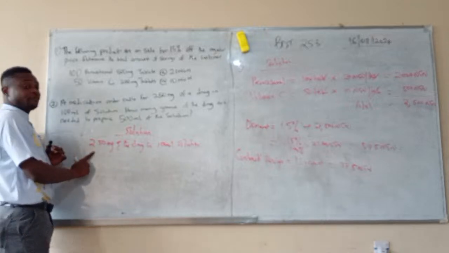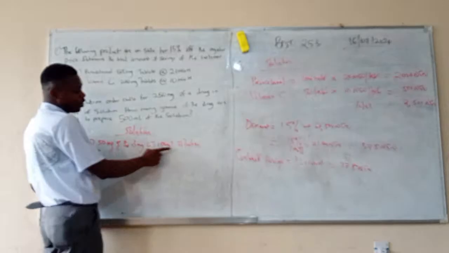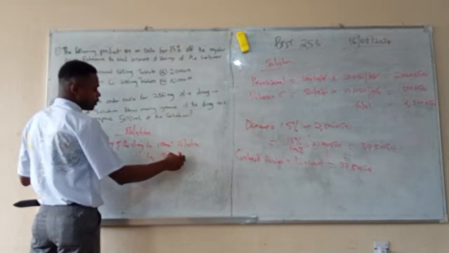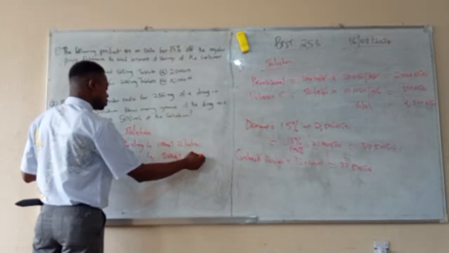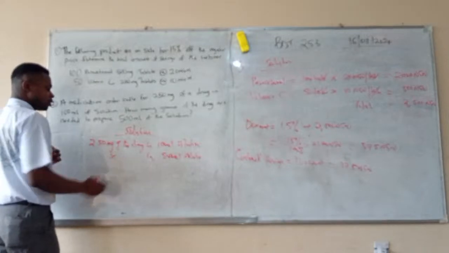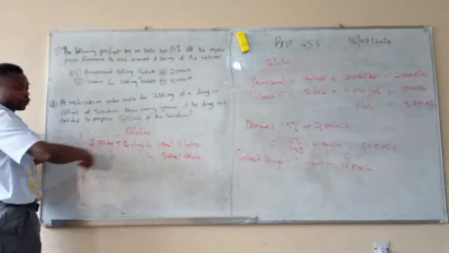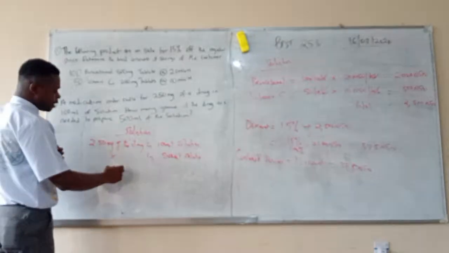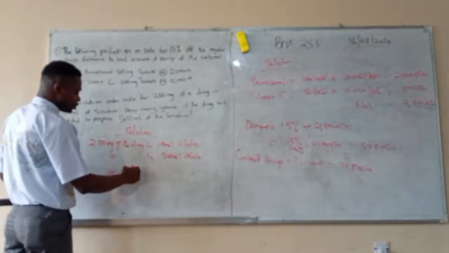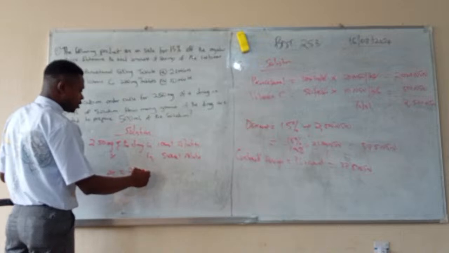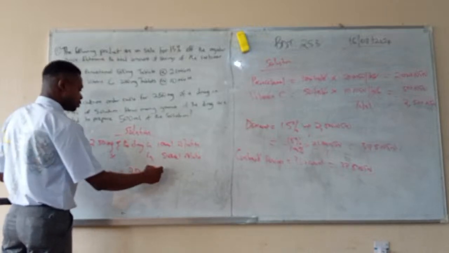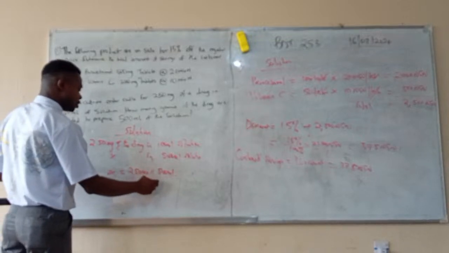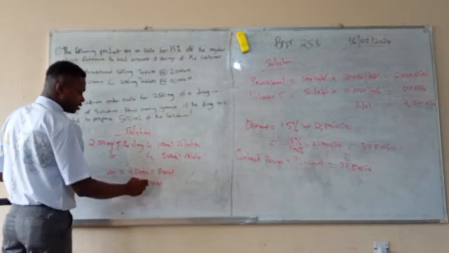So if we have 250 milligram of the drug in 100 ml solution, how many of the drug will be in 500 ml solution? We don't know, right? Yes. We call it X. So if we cross multiply, X now becomes 250 milligram of the drug times 500 ml over 100 ml. ml cancels ml.